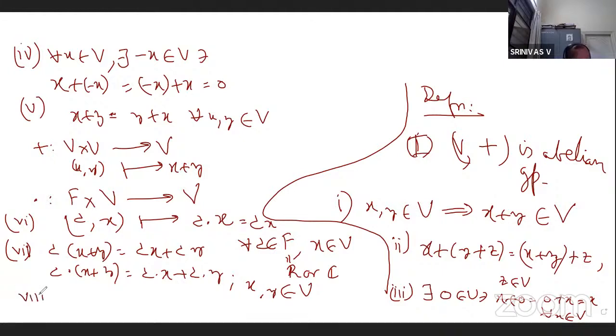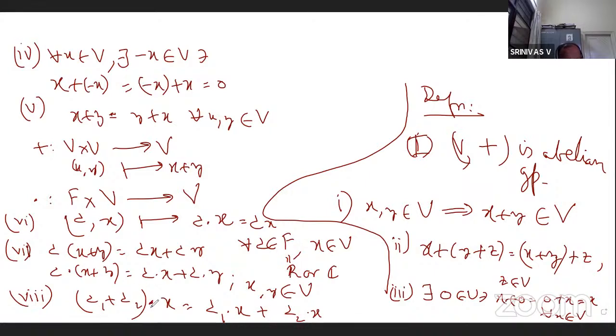Similarly, we want scalar multiplication to satisfy this: c1 plus c2 dot x must be equal to c1 dot x plus c2 dot x. Here c1, c2 are any scalars coming from F. This addition is the addition in the field because c1, c2 are scalars. So this is scalar addition, and this is scalar product.